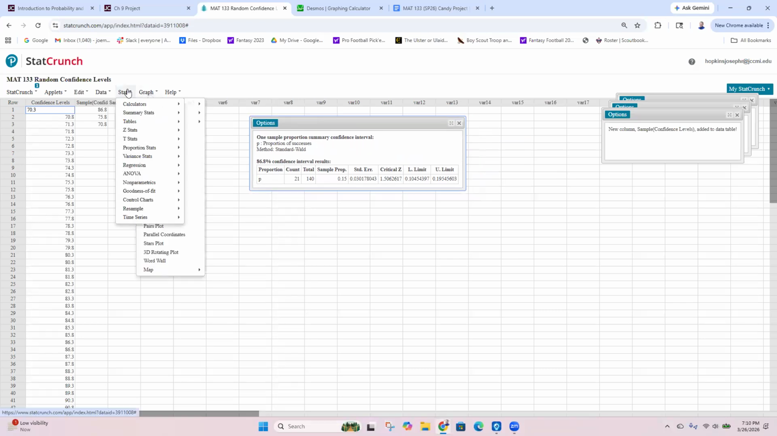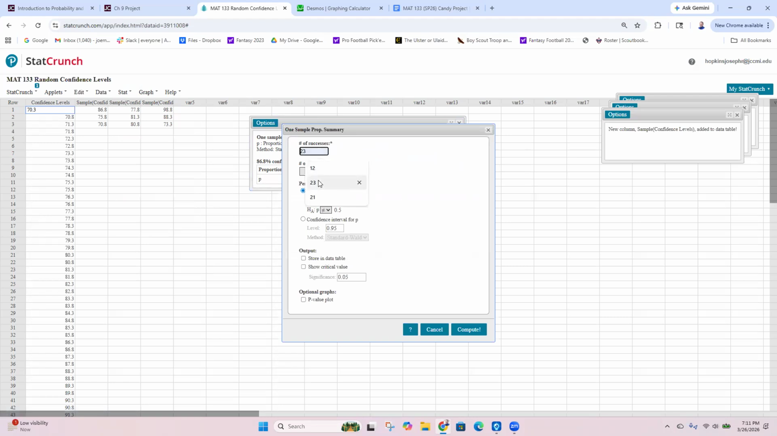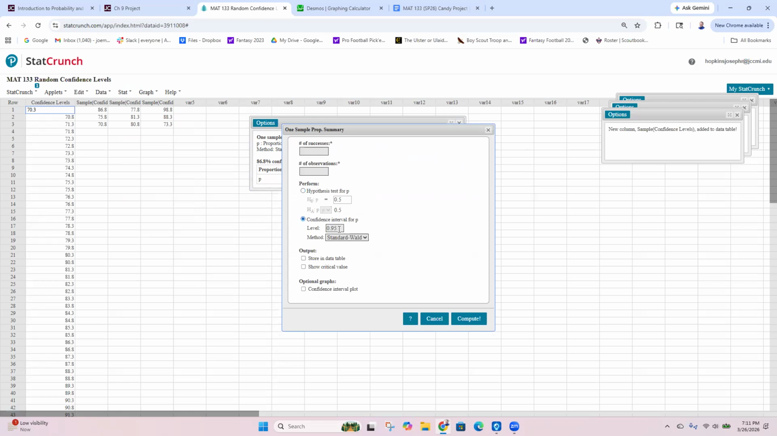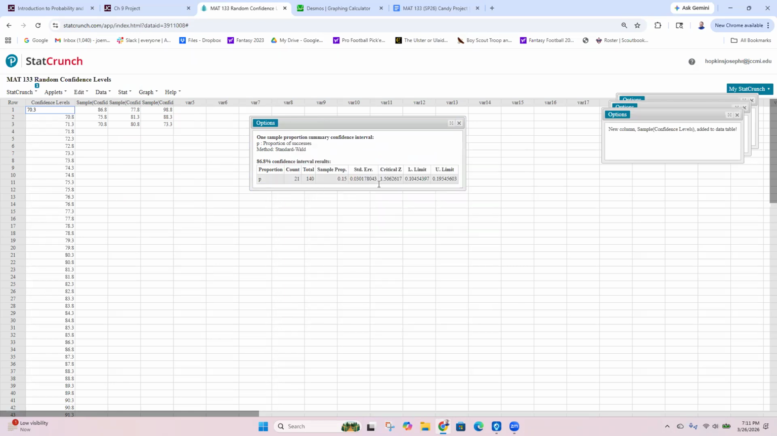So I'll show you that again. Stat, Proportion Stats, One Sample with Summary. Put in your X value. Put in your N value. Select your blue dot right here for confidence interval. Change it to whatever confidence level you want to look at. And then select this button for the Z value, and then you hit compute. And this is what I get.